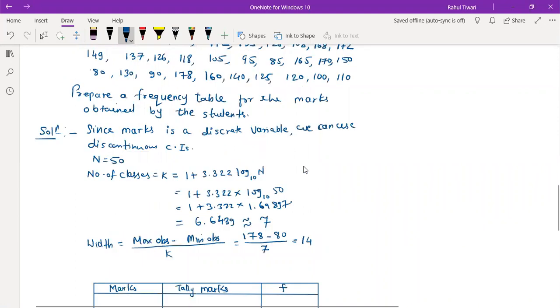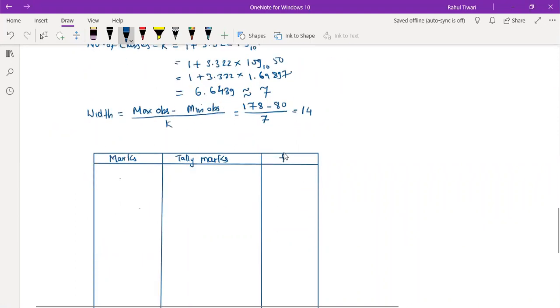Now I know my minimum value is 80. You can start from 80 to 94. Your width should be 14. So 80 to 94, and then 95 to how much? 109. Correct. Why is it 95 and not 94? Because it is discontinuous, yes. Because your marks is a discrete random variable, we can always go by discrete classes, not continuous classes.